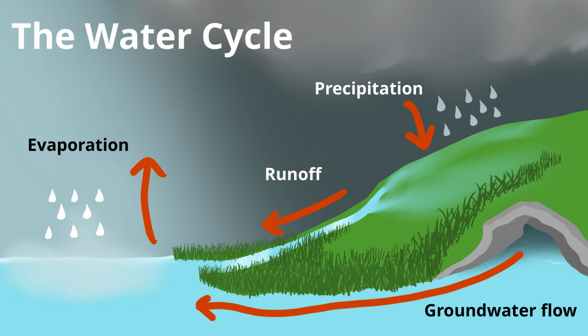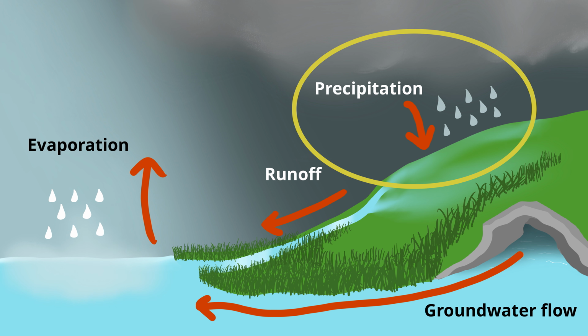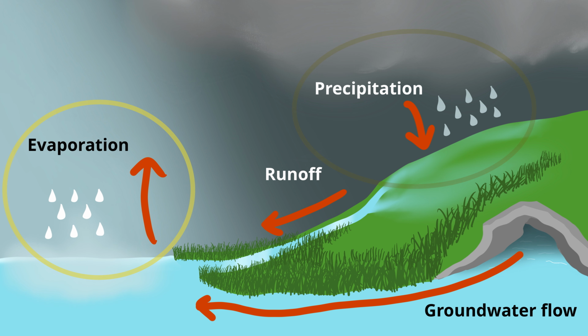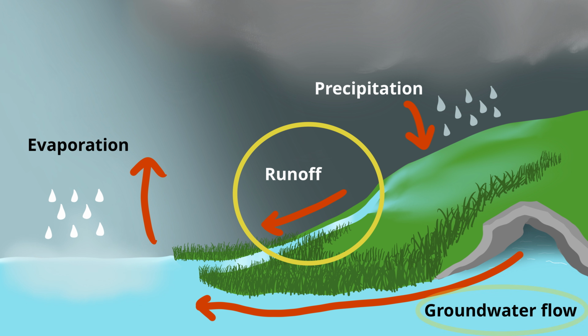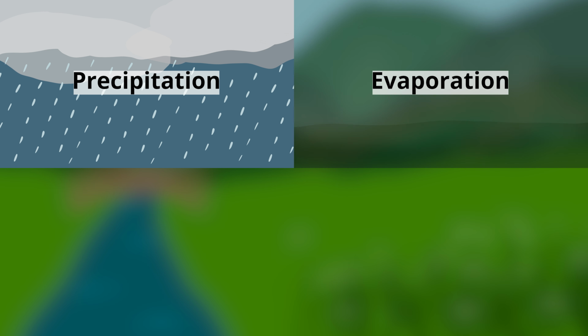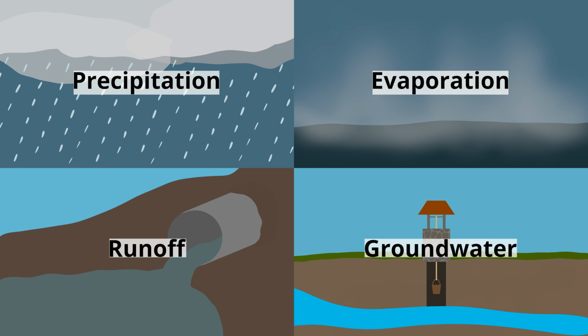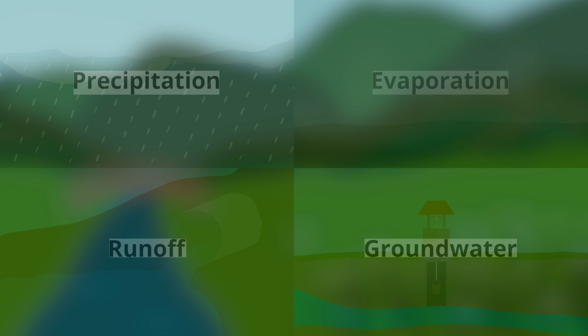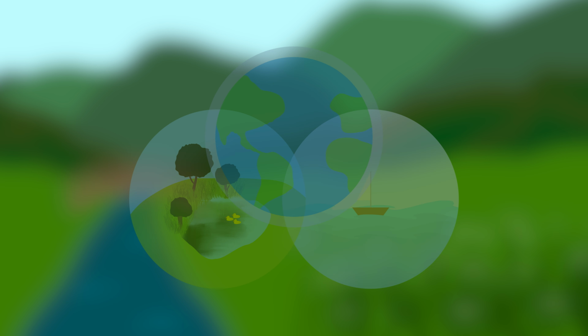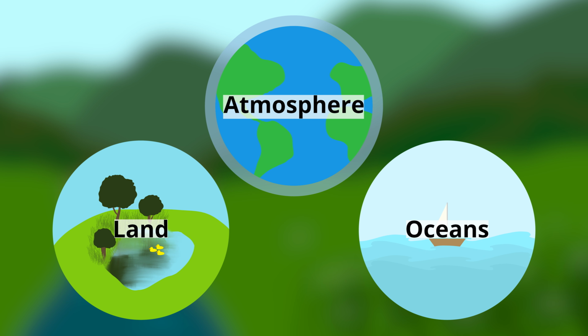As we look at this diagram, notice the different ways water moves throughout the system. Water falls from the atmosphere as precipitation, returns to the atmosphere through evaporation, and travels across the land as runoff or below the surface as groundwater. Together, these processes keep water moving through Earth's interconnected systems. The major components of the water cycle include precipitation, evaporation, runoff, and groundwater movement. These processes move water between Earth's main water storages, the atmosphere, land, and oceans.